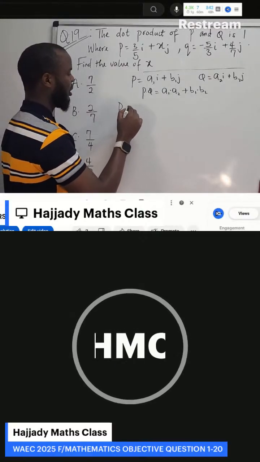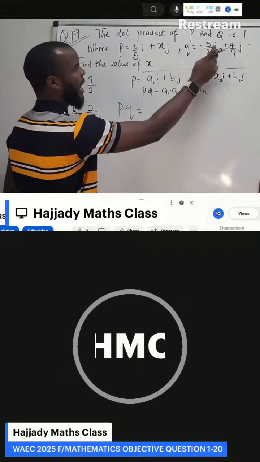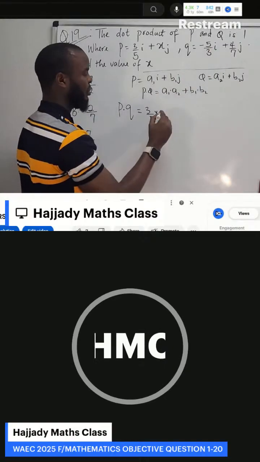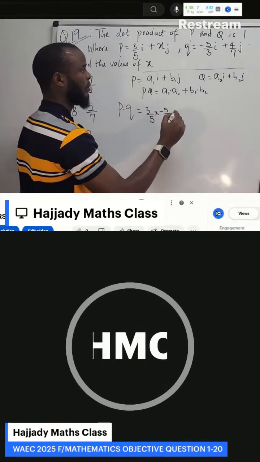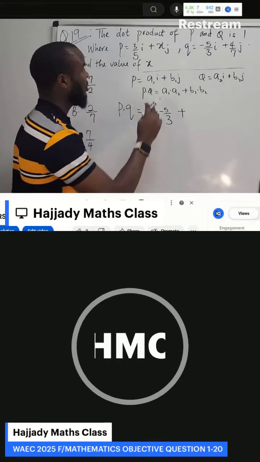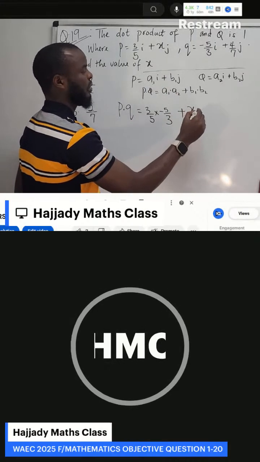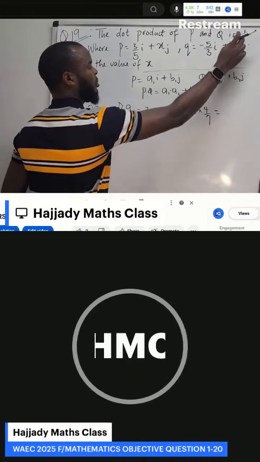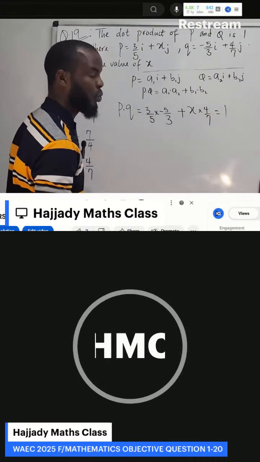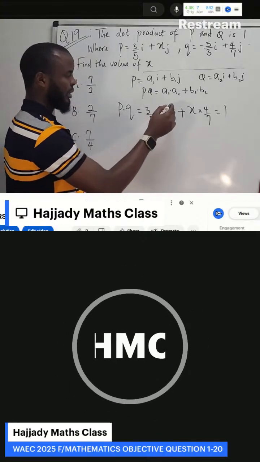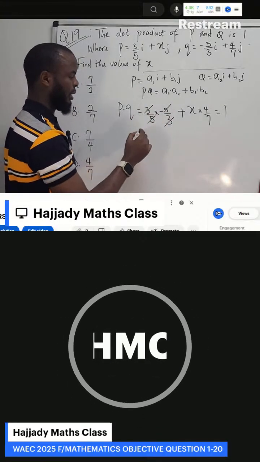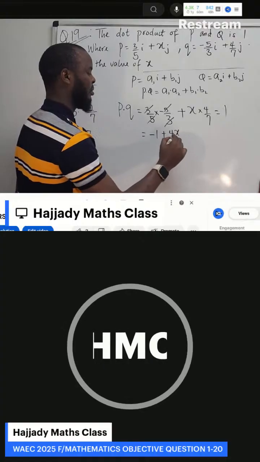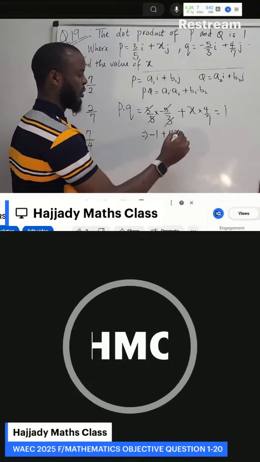So here we have P times Q. For i, the coefficient here is 3 over 5, multiplied by the coefficient of i here, which is negative 5 over 3, plus the coefficient of j, which is x, times the coefficient of j here, which is 4 over 7. And we are told that the dot product is 1. So now, 5 cancels out 5, 3 cancels out 3. Here we have negative 1 plus 4x over 7 equals 1.